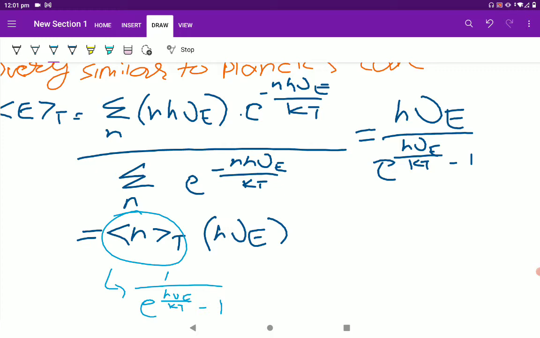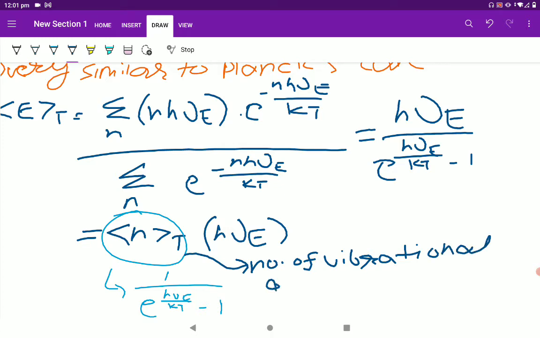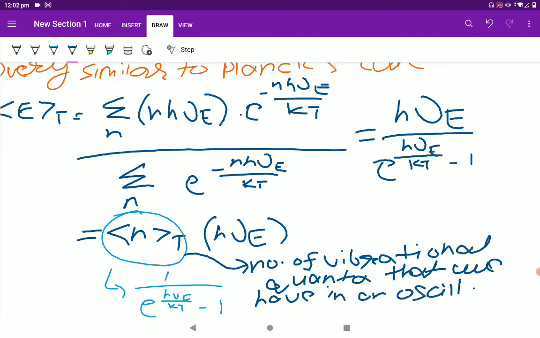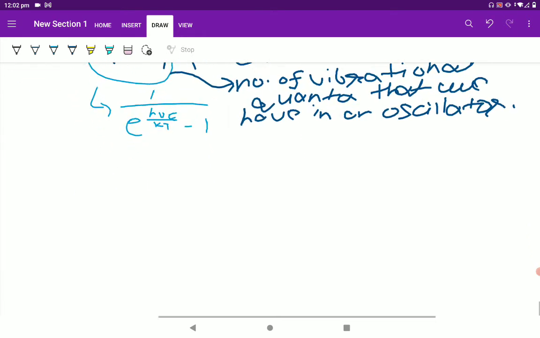So this n can be interpreted as the number of vibrational quanta that we have in an oscillator.